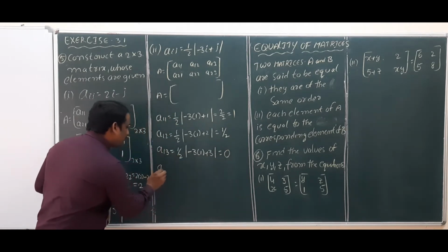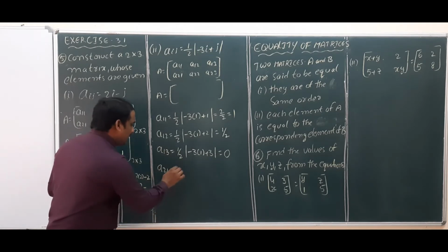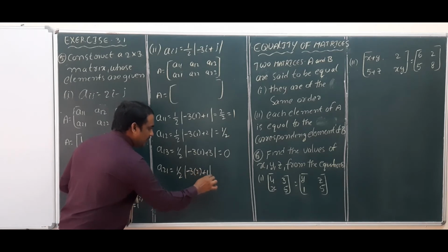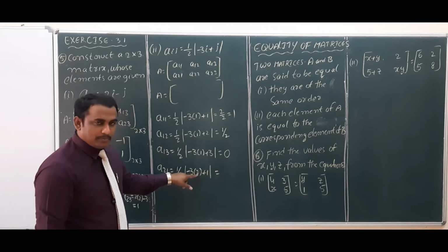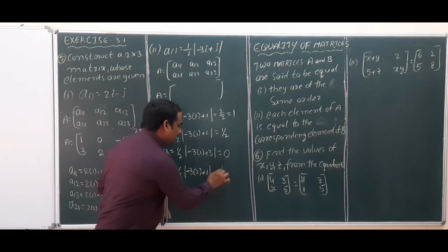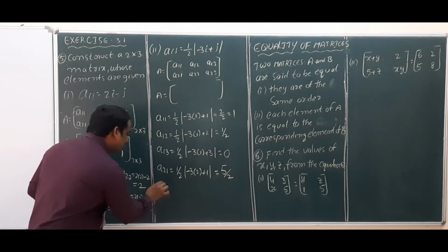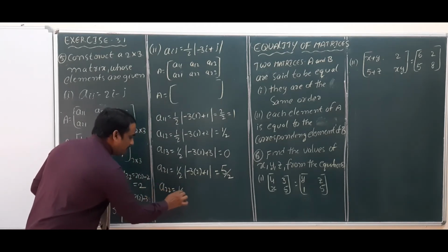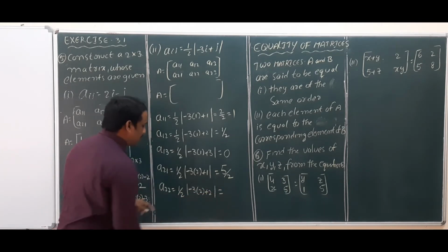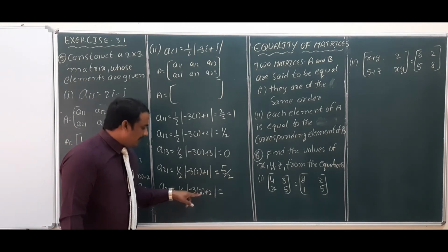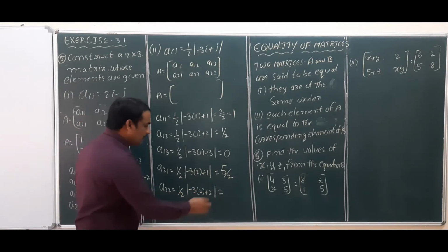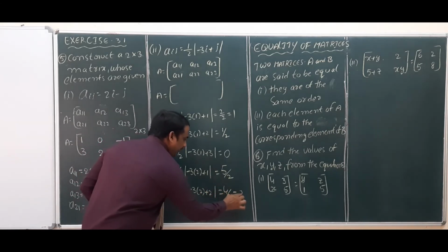Next one, A of 2 1 here is 1 by 2 modulus of minus 3 into 2 plus 1, equal to minus 6 plus 1, minus 5. Modulus of minus 5 is plus 5 by 2. Next one, A of 2 2 is modulus of minus 3 into 2 plus 2, equal to minus 6 plus 2, minus 4. Modulus of minus 4 is plus 4 by 2, which you can write as value 2.